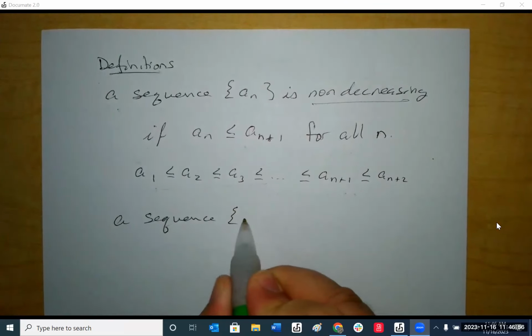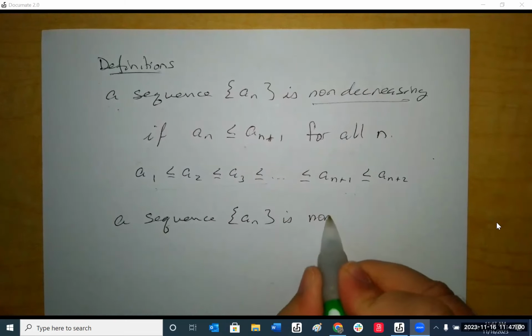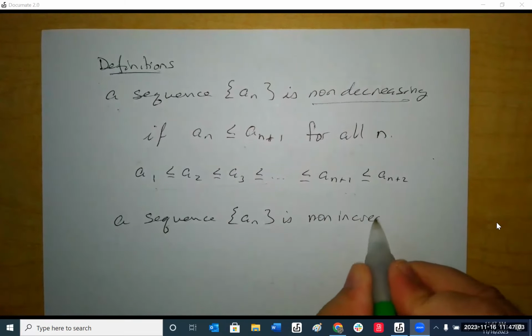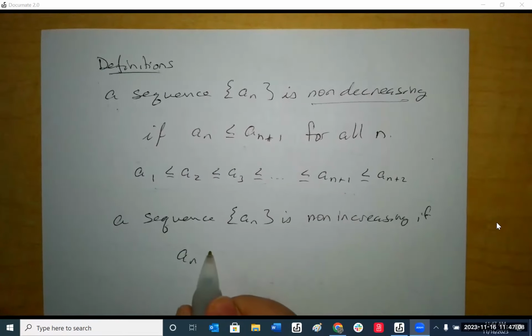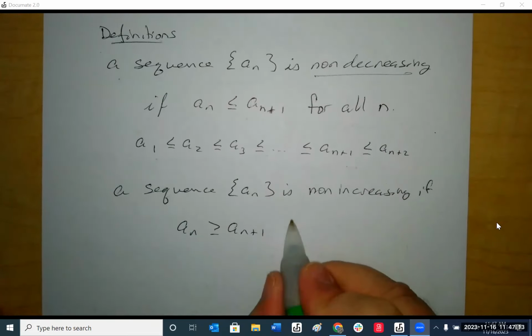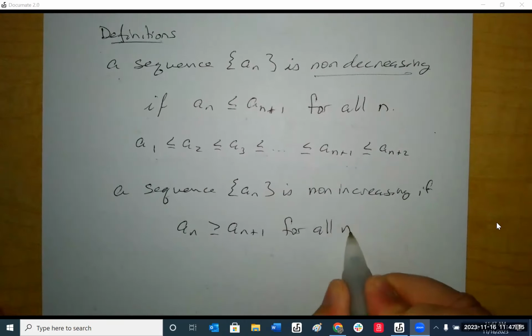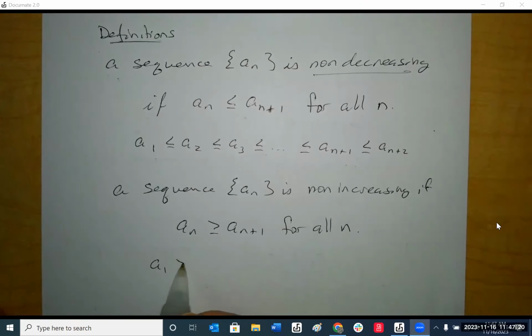A sequence a sub n is non-increasing if a sub n is bigger than all the ones after that. So they're just saying that a sub 1 is bigger than a sub 2, is bigger than a sub 3, is bigger than a sub n, is bigger than a sub n plus 1.